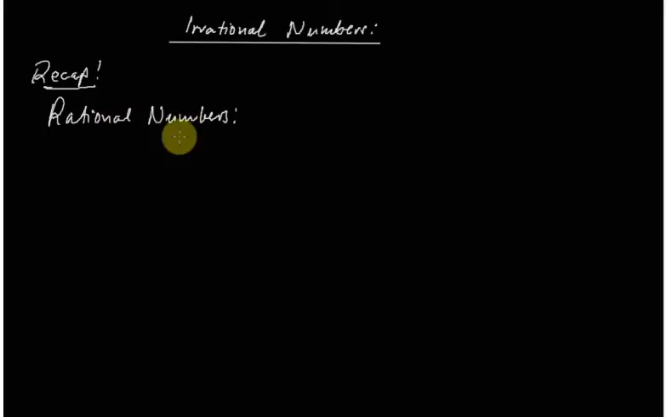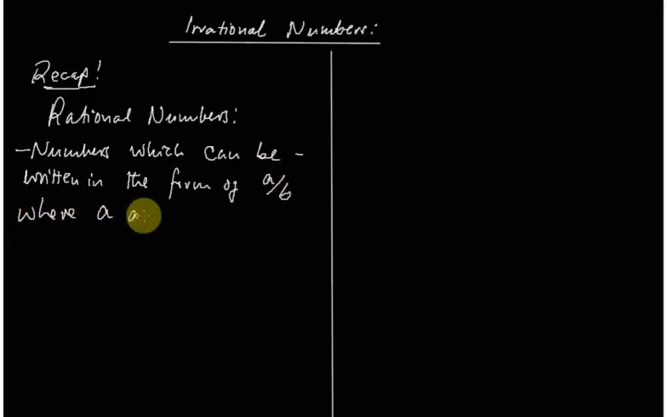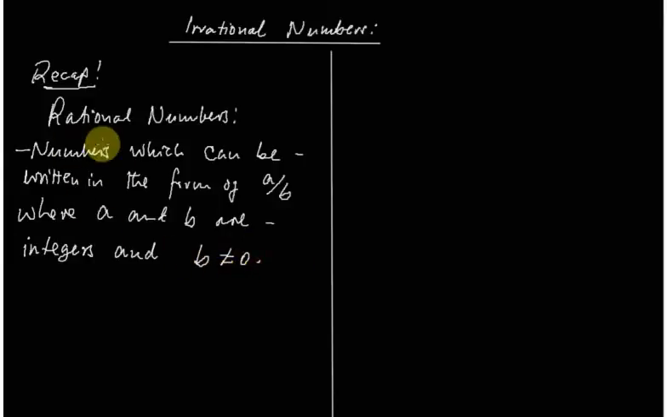Rational numbers are numbers which can be written in the form of a over b, where a and b are integers and b is not equal to 0. These are the conditions.